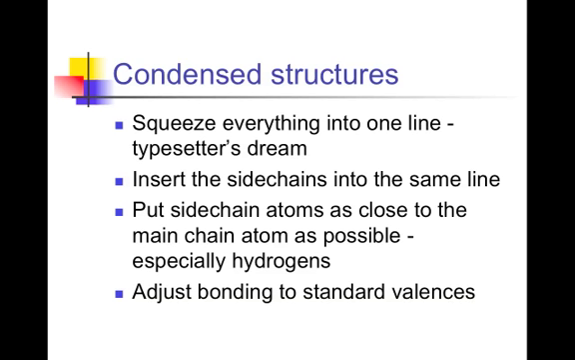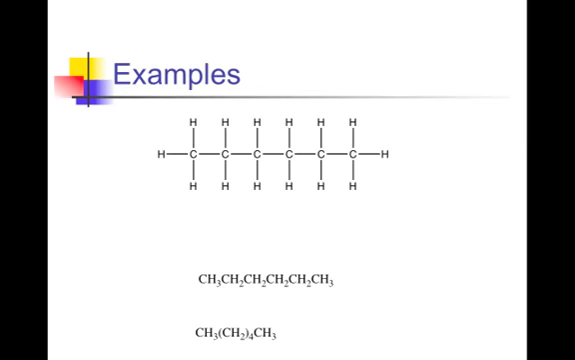So anything that is not part of the main chain is going to be placed along the main chain as close to the atom where the branch is as possible, especially hydrogens. And then we're going to adjust the bonding in order to obtain the standard valences. Here are some examples. Here is a Lewis structure of hexane. So you can see all the carbons and all the hydrogens, and you should also be able to see that that's taking up quite a bit of space.